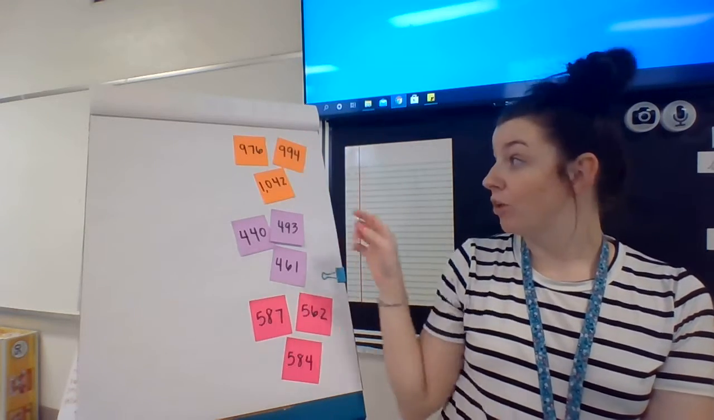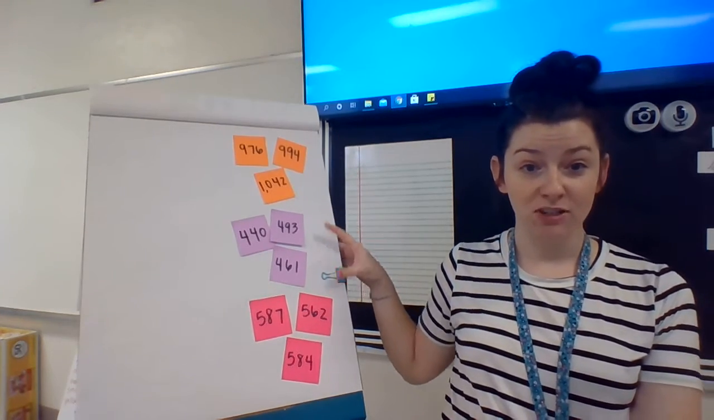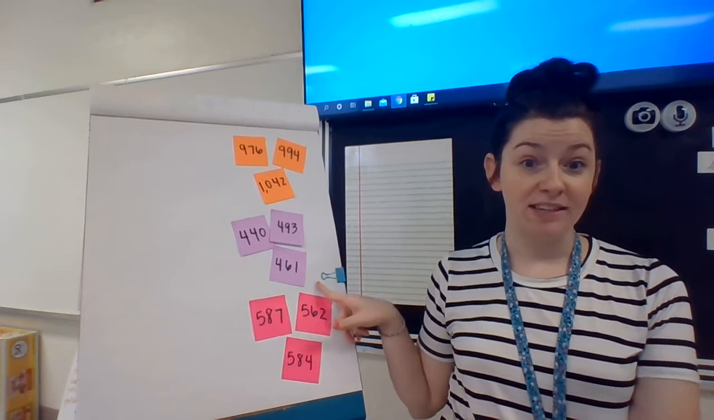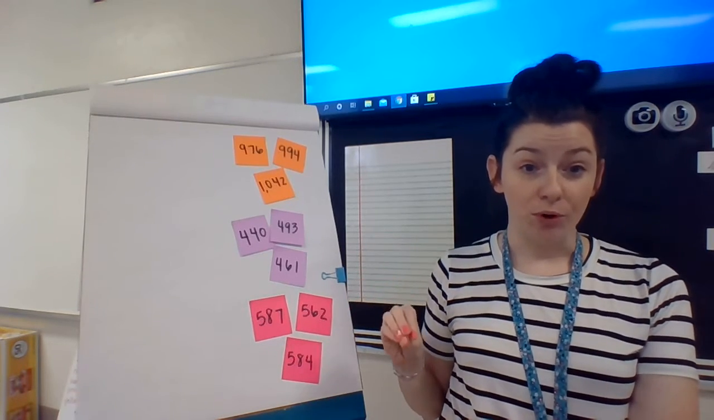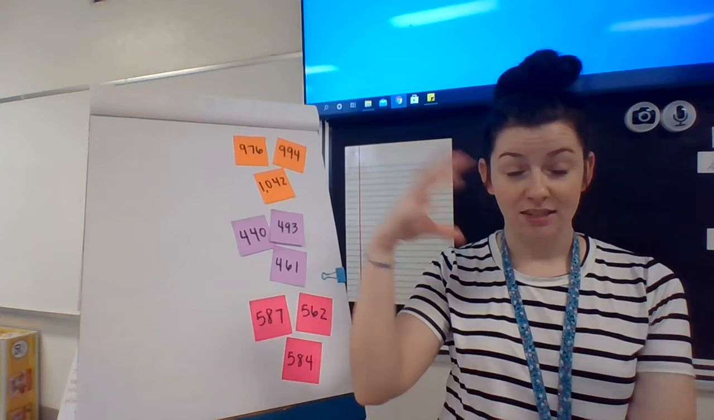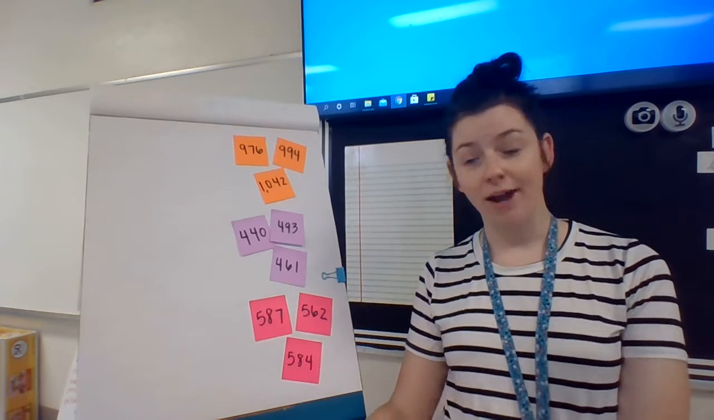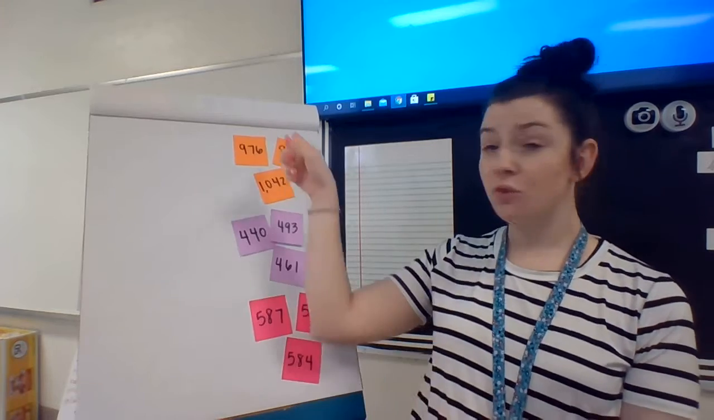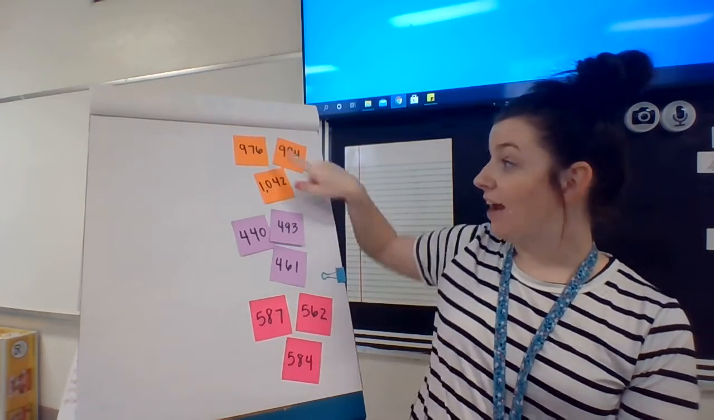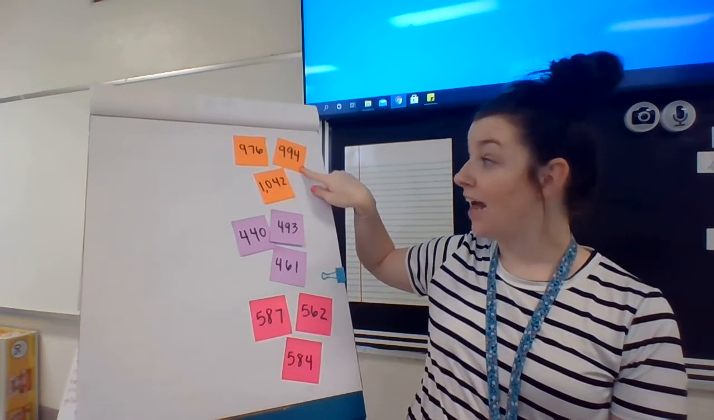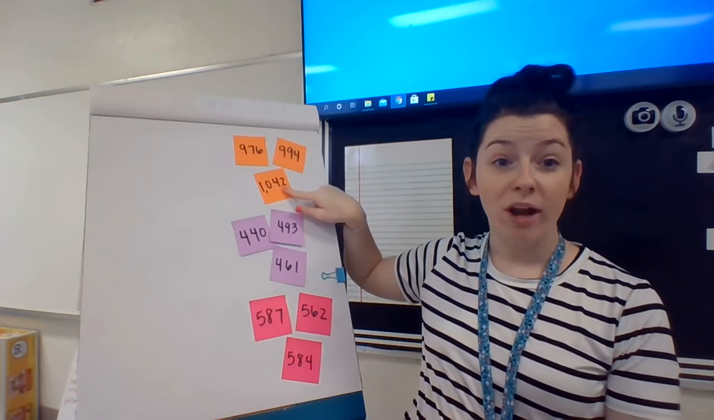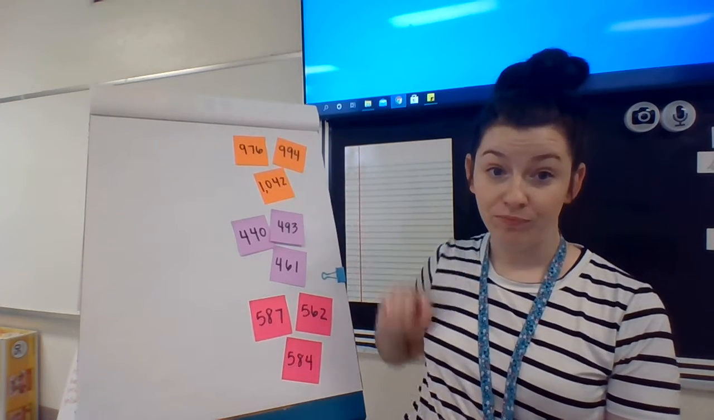And today, we're going to do that. You're going to be given some sets of numbers. 3 numbers, in fact, will be in a set, and you're going to put them in order from smallest to biggest, or least to greatest. So let's try. This first one up here, I have 3 numbers. I have 976, I have 994, and I have 1042.